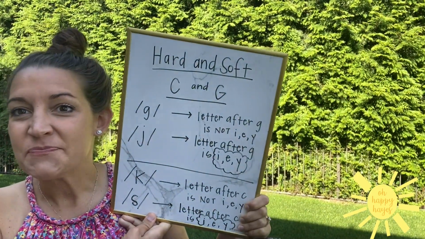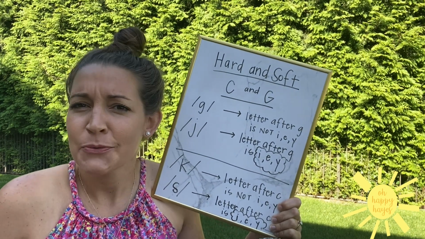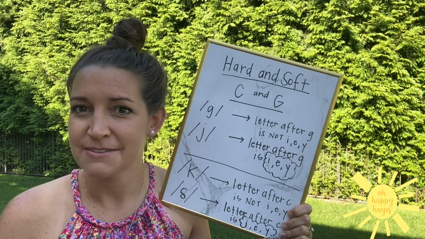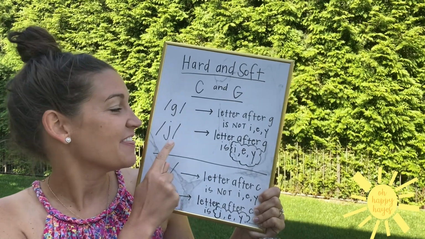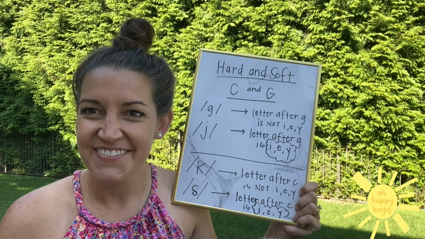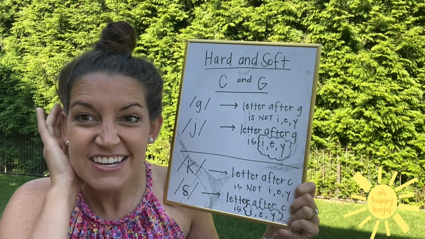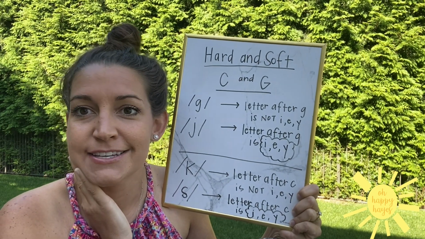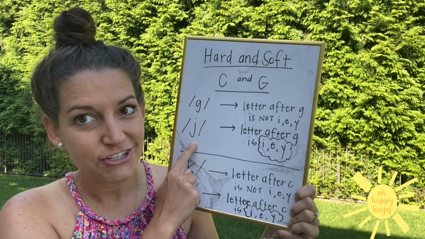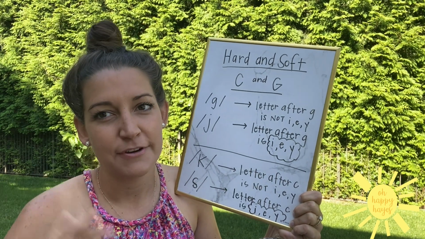Now we know that the G makes the G sound, right? Goat, game. We've done that a million times. But sometimes when you come to a word, the G sound doesn't make sense. Let me tell you why. The G sound is just the first sound. We call that the hard G. You say it, hard G. Now, there's also a soft G, and the soft G sounds like a J. It says J. You say it, J.